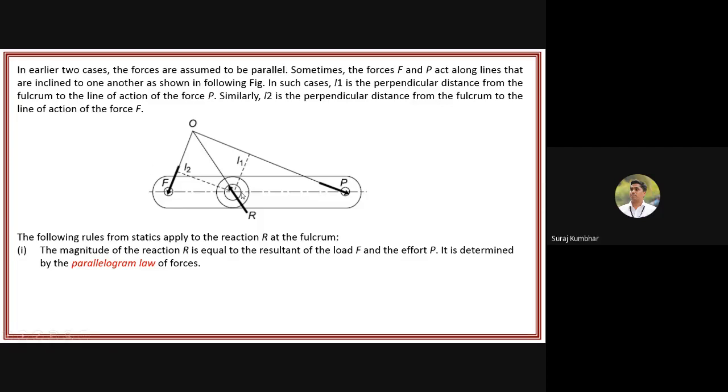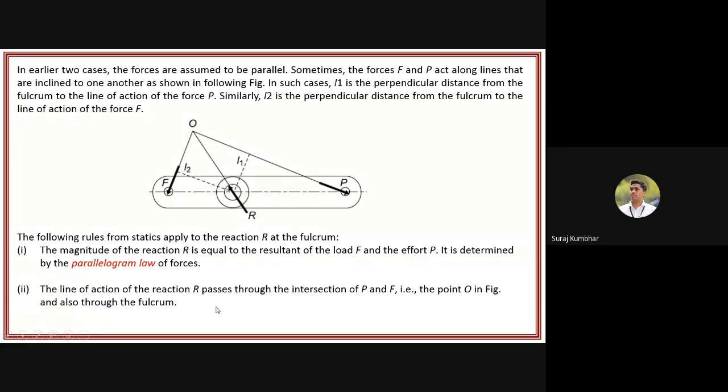Then the line of action of the reaction R passes through the intersection of P and F. Here you can see it passes through the lines of action of F and P. That is the point O, here in the figure, which is also through the fulcrum. Here is point O, through which the load F, effort P, and the reaction R pass.